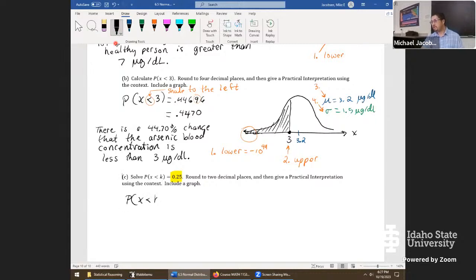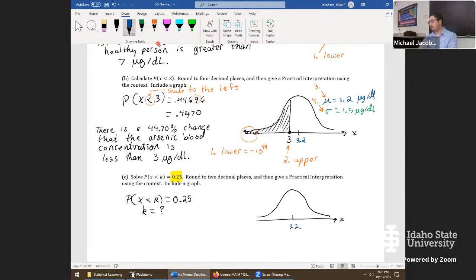Probability X less than K equals 0.25. Our whole goal is to find the value of K. So I'll leave a placeholder question mark here for the moment. Once we find it, we'll just give a quick practical interpretation. But it's the same kind of story. We draw a curve. This one is not my best work, but it doesn't have to be pretty. 3.2 will go here.